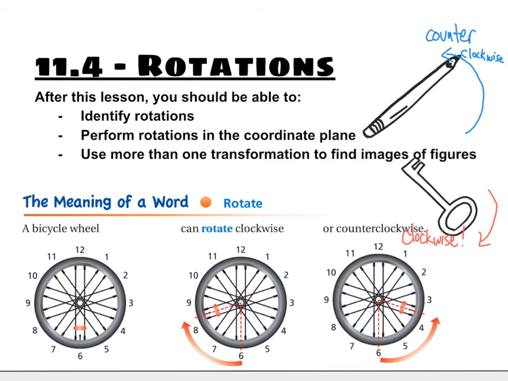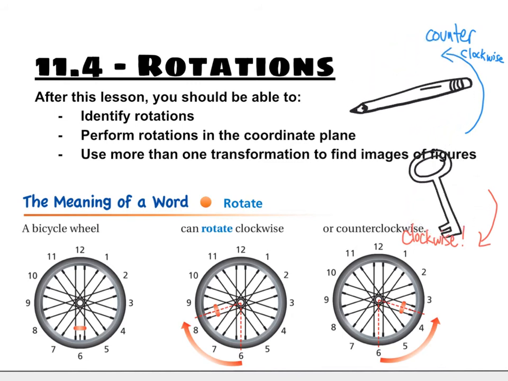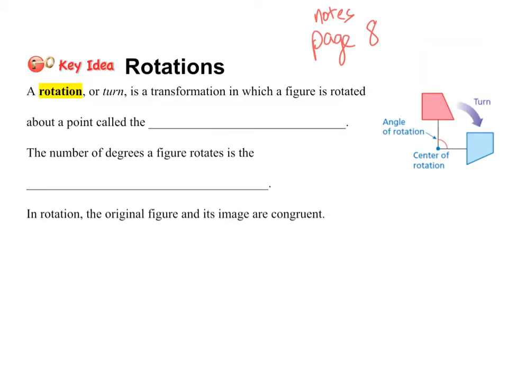These are words that I expect you've probably seen and should know, but just as a reminder, they're pretty important in rotations. Okay, we're in your notes, page 8. A rotation or turn is a transformation in which a figure is rotated about a point called the center of rotation. And that's shown in our picture here. This point that I'm just coloring in red is called the center of rotation.